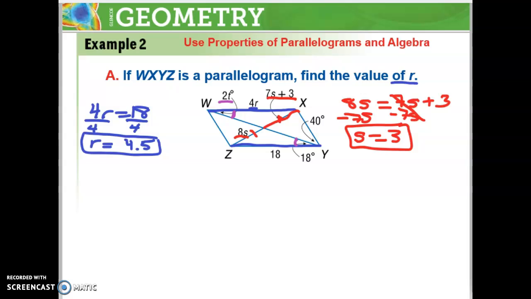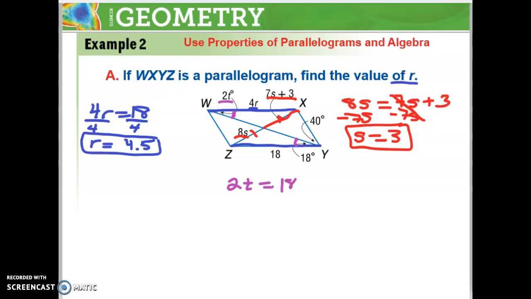Does anybody remember why we can say that those two are equal to each other? The answer is because we have parallel lines, okay? And then we call this line right here, this diagonal, a transversal, if that word reminds you of something. That means that these angles are inside the parallel lines, so these are alternate interior angles. Therefore, they are equal to each other. So what we're going to do is take 2t and set it equal to 18.